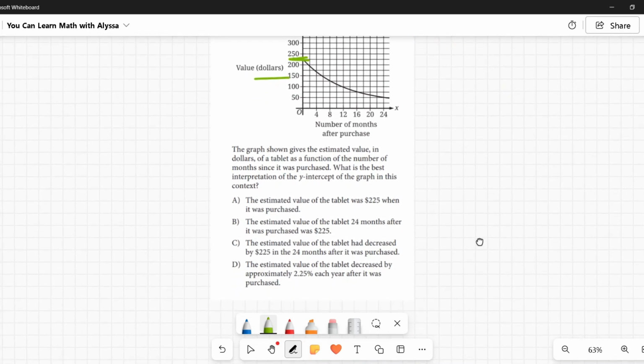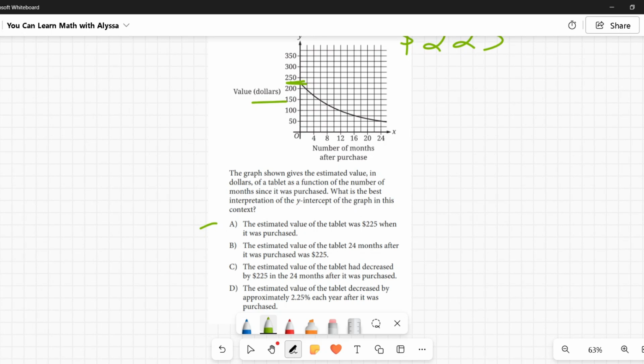All right, so let's look at your options here. A, the estimated value of the tablet was $225 when it was purchased. That one looks like a solid contender. Let's double check the others because it does say best interpretation. B, the estimated value of the tablet 24 months after it was purchased was $225. Nope, we can see right there at 24 months after it was $50. C, the estimated value of the tablet had decreased by $225 in the 24 months after it was purchased. Even if that's true, I think that number is a little off. Let's see, it went from 225 to 50. Yes, that number is off. Even if this had been a factually true statement, it would not be the best interpretation of the y-intercept.